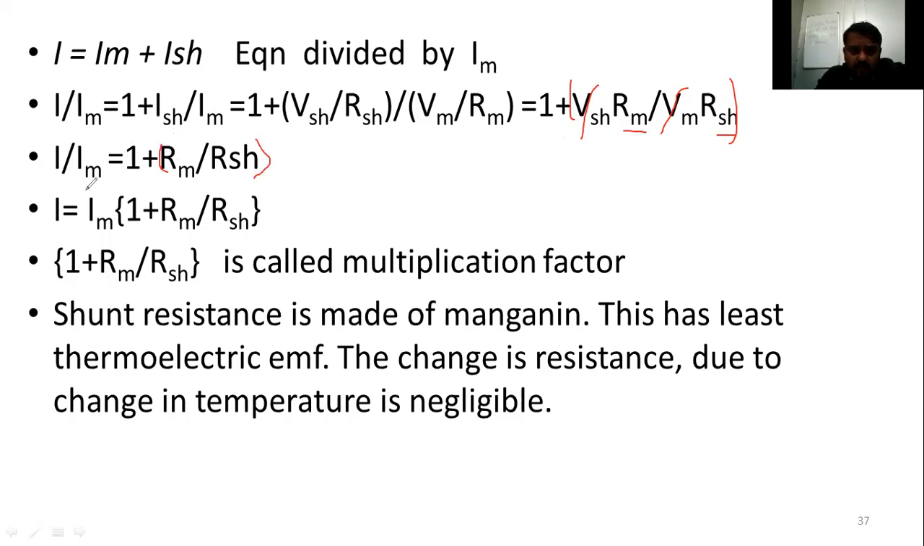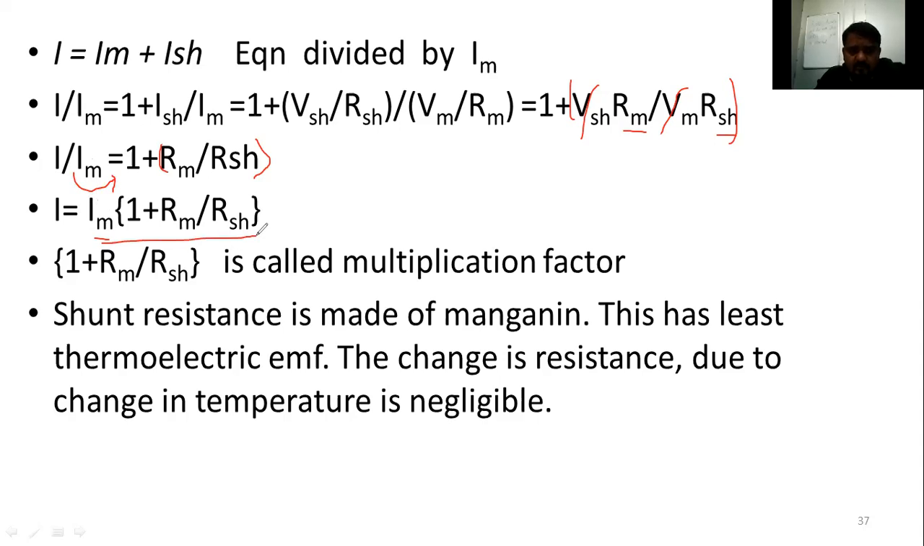Okay. Next, in the flower bracket I will keep this multiplication factor as it is. See here, denominator Im is there. When I send it to the RHS side, it will become numerator. So I equals Im times 1 plus Rm by Rsh. You can write like this.